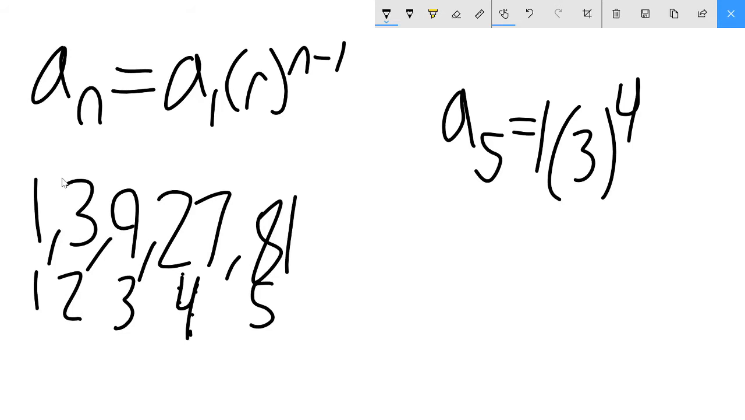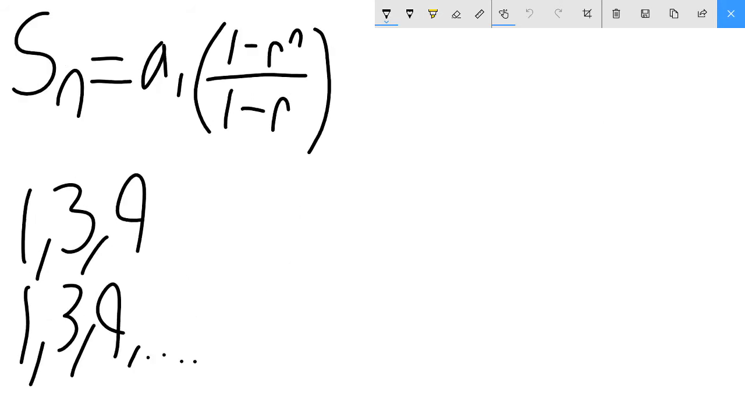So that's how to find any term of a geometric sequence. But there's another formula you can use with a certain type of geometric sequence. So we're going to talk about that next. There are two types of geometric sequences. A finite geometric sequence, like this one, 1, 3, and 9, where there are only 3 terms. There's only a certain number of terms. There can be a lot, but still not infinite.